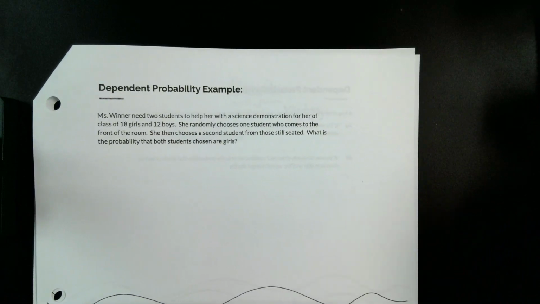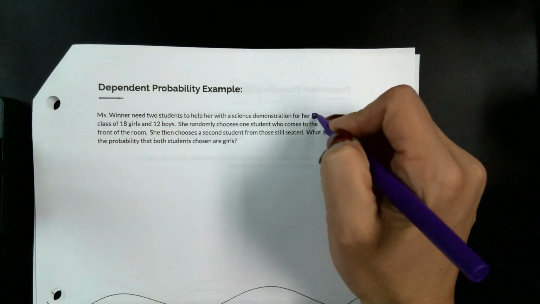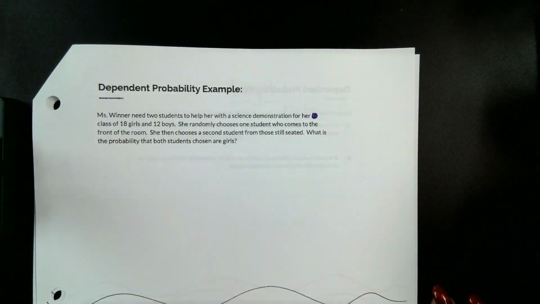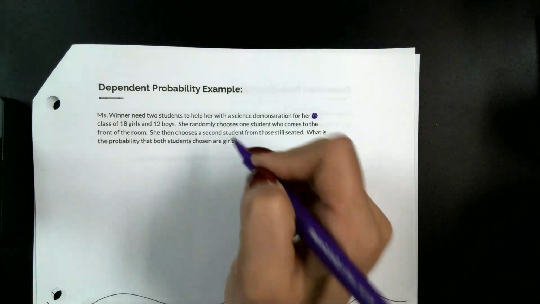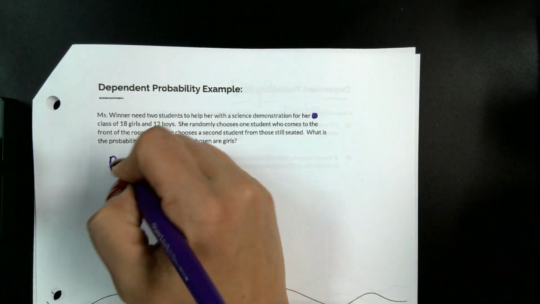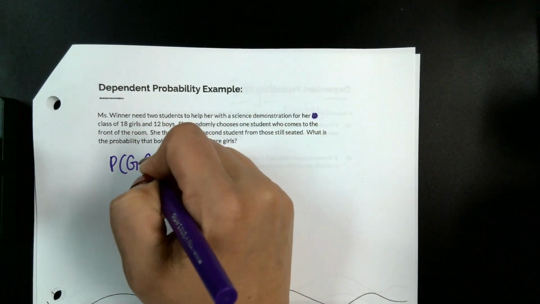All right, Miss Winner needs 2 students to help her with a science demonstration for her class of 18 girls and 12 boys. Okay, so she randomly chooses 1 student who comes to the front of the room. She then chooses a second student from those that are still seated. What is the probability that both students chosen are girls?